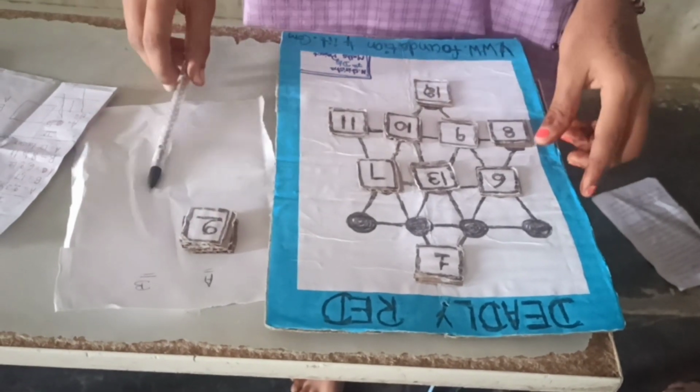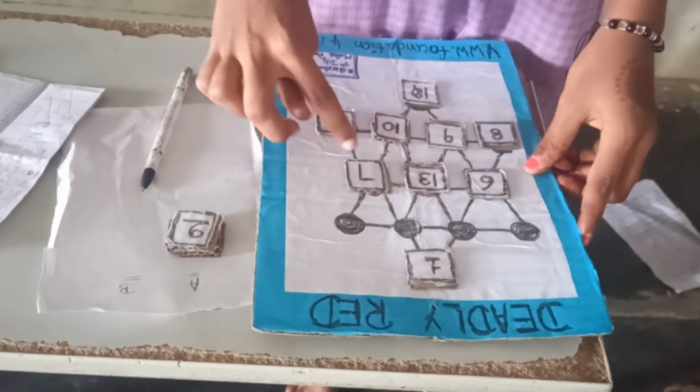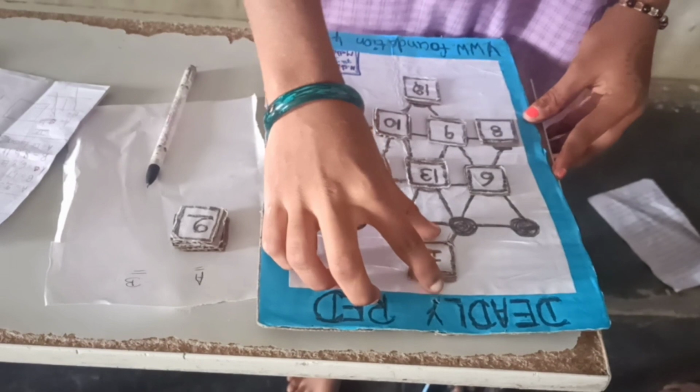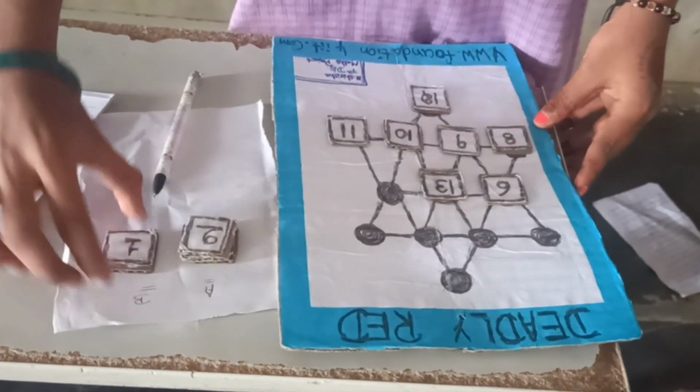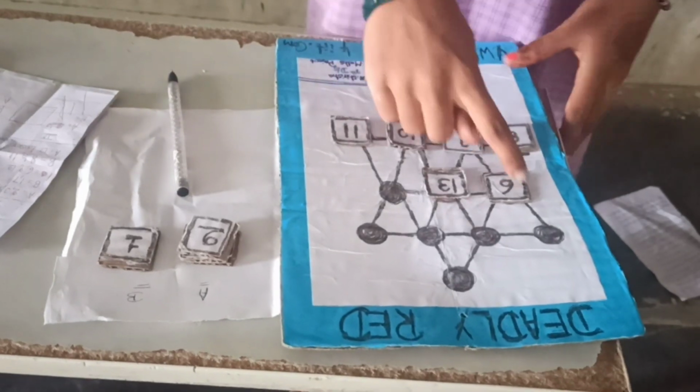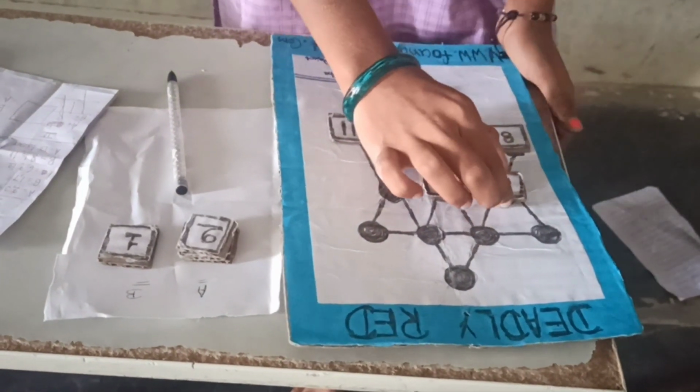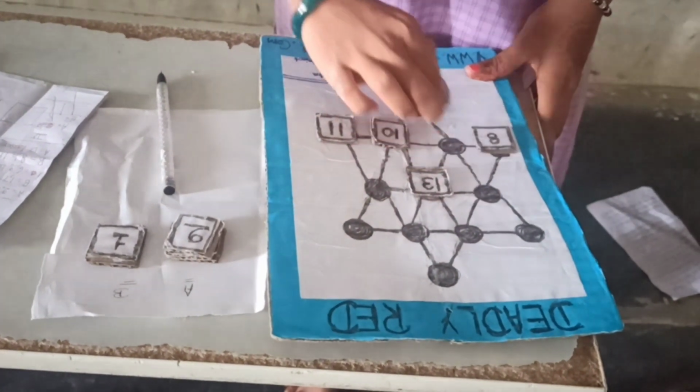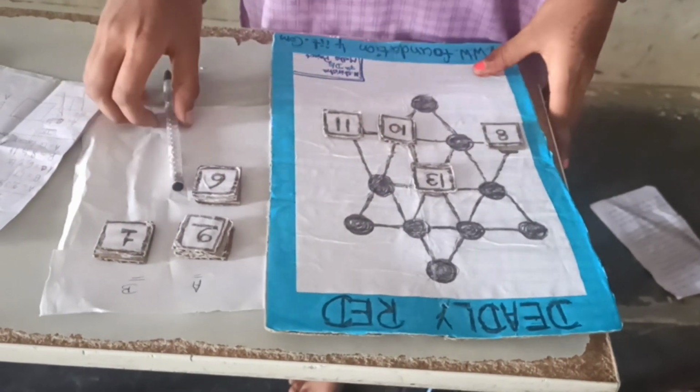Next number, B. B is the straight line. This straight line, I take this straight line: 1 and 7. Next A. B is completed. Next A. This, I take this straight line: 6, 9, 12. A is completed.